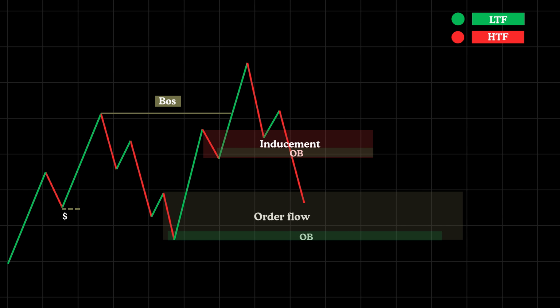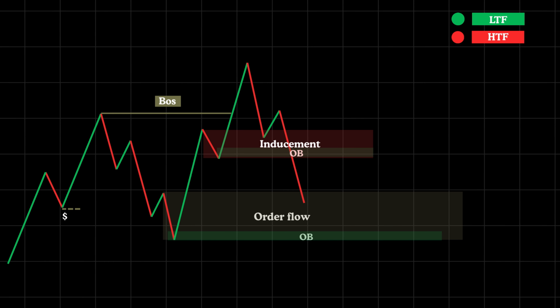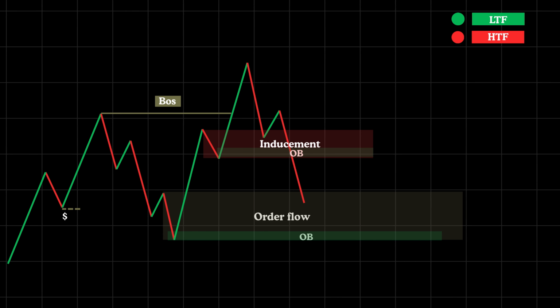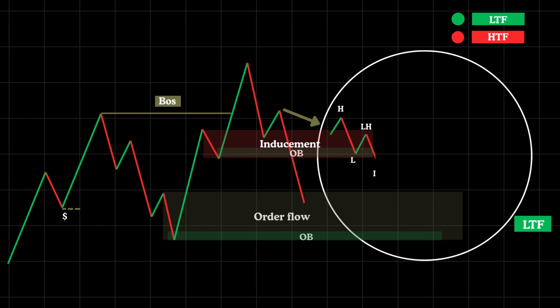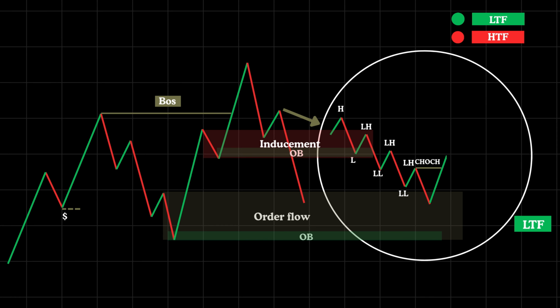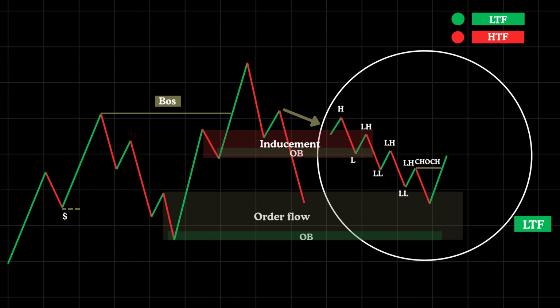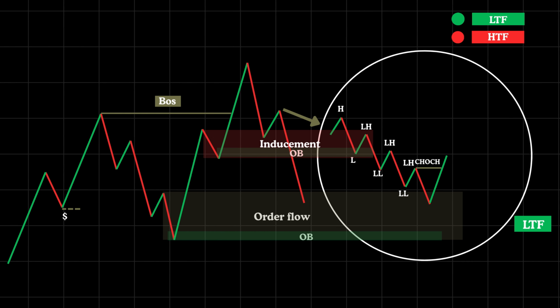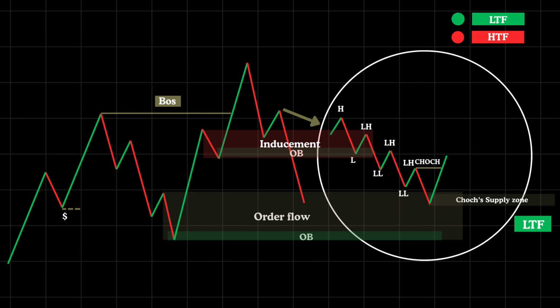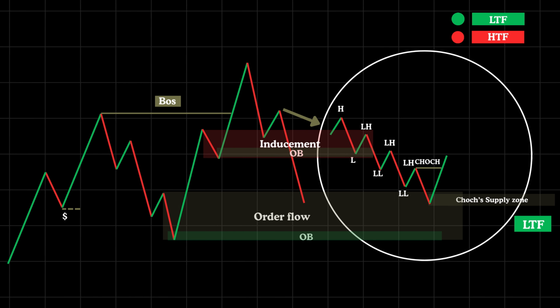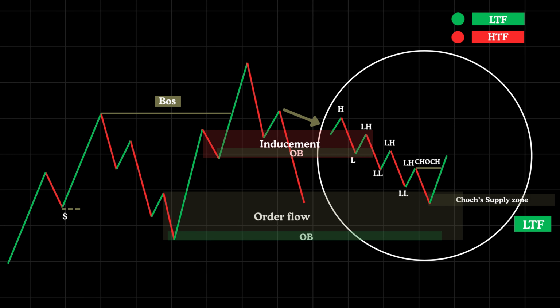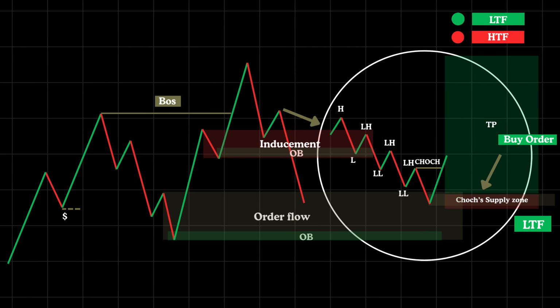Our method is to wait for price to approach the extreme order flow on the higher time frame. Once price reaches that zone, we then zoom into a lower time frame and search for a major change of character in the price action. After spotting a valid change of character, the next step is to outline the order block created by the CHOCH wave on the lower time frame. At this point, we place a buy order at the highest point within the order block zone.